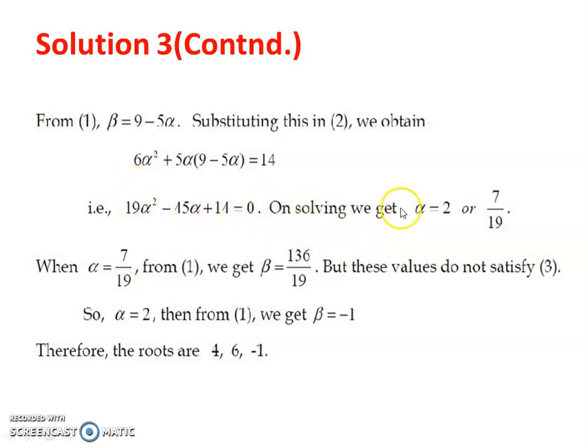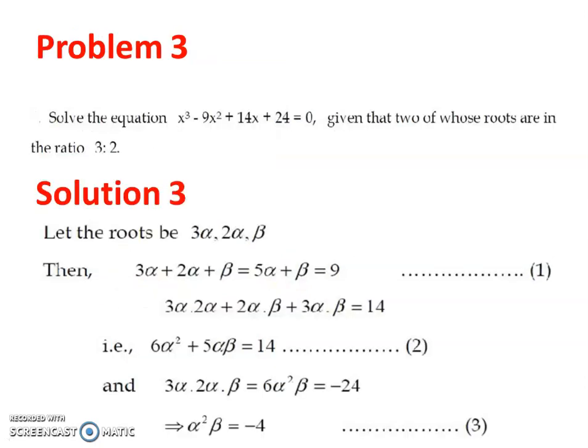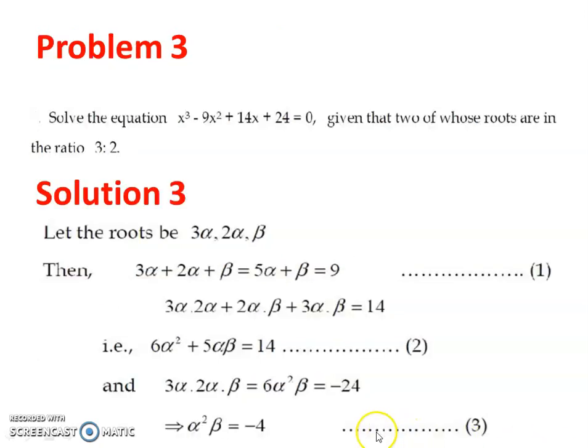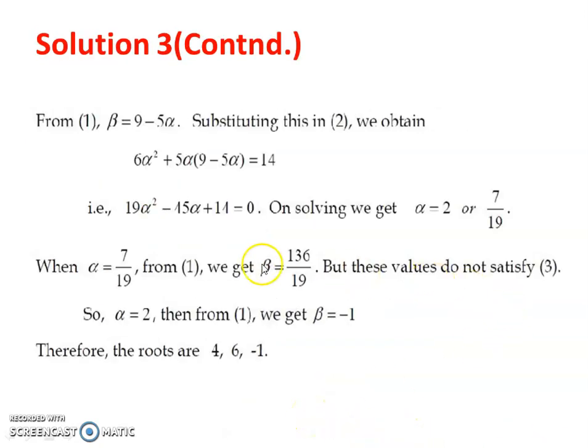By solving this equation you will get two values for alpha: alpha equal to 2 or alpha equal to 7 by 19. But by putting alpha equal to 7 by 19, we get beta equal to 136 by 19 using equation number 1. But while putting alpha equal to 7 by 19 and beta equal to 136 by 19, that will not satisfy the third equation. So alpha equal to 7 by 19 does not match our conditions.